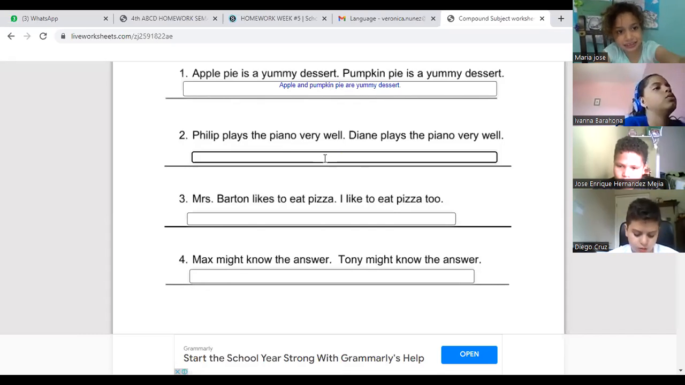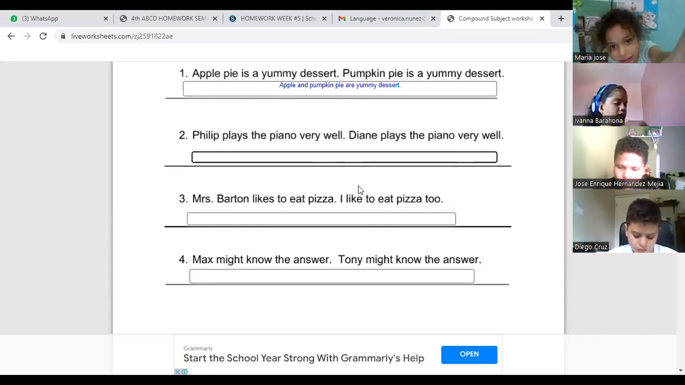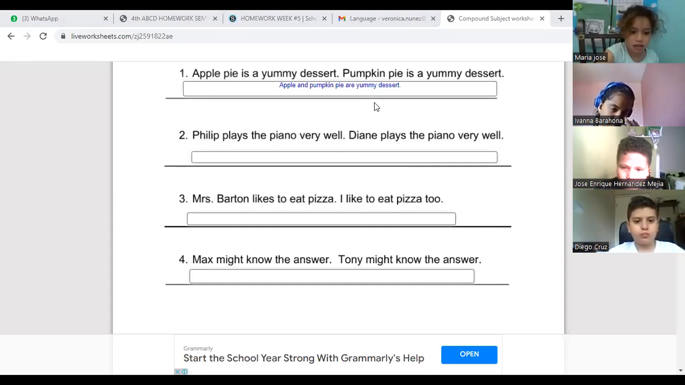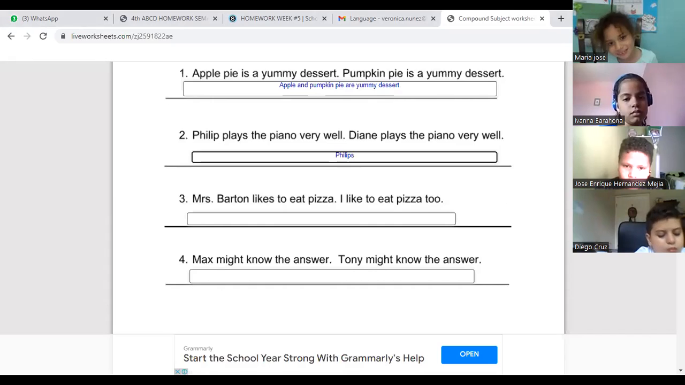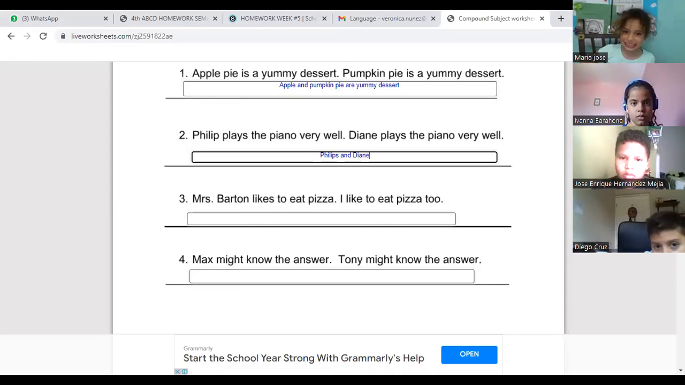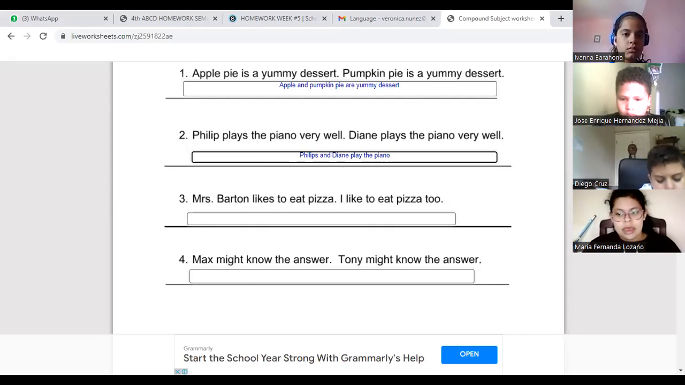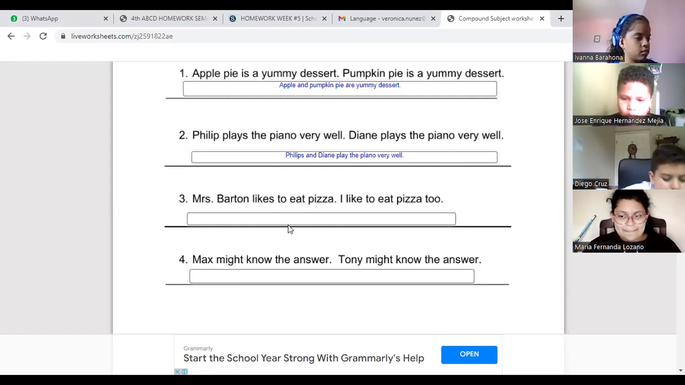Ideas, class? No ideas, guys? Philip, I got one. Philip plays the piano, and Diane plays the piano. But I need Philip and Diane. Exactly, here. We join the subjects in the first one. Philip and Diane play, not plays. Play, because now we are talking about two people. Play the piano very well. They do the same activity, so I can include the two names in the same subject, in the same sentence.